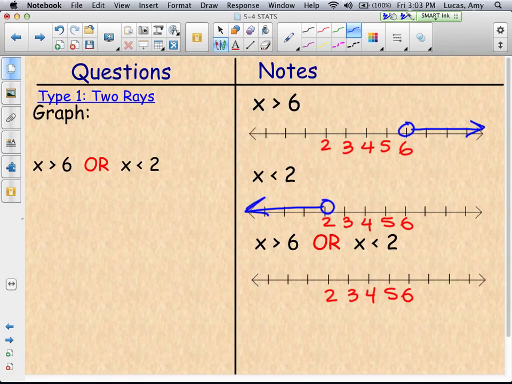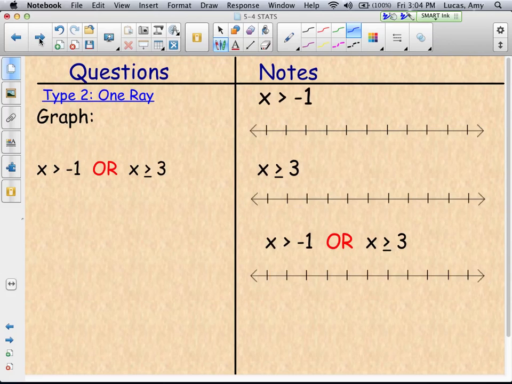So if you just have to be on one ray or the other, or both, well, nobody's on both of those rays. They don't overlap. But you just have to be on one or the other to be in the solution set. So I need them both. So my solution set is formed by simply putting together both of those rays. So if you're less than 2 or greater than 6, there's the graph that would represent our situation.